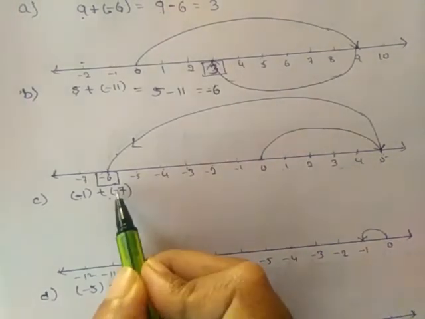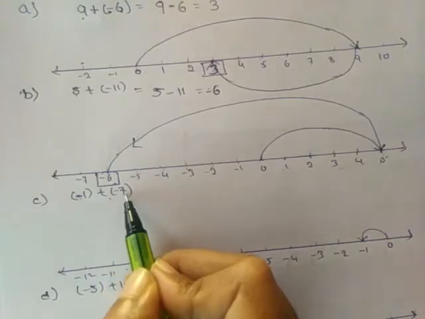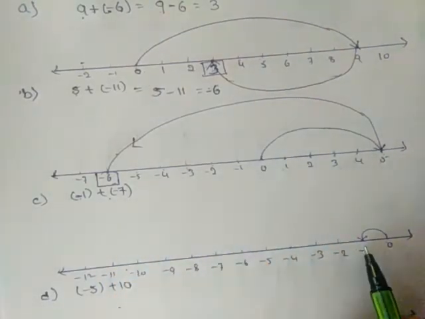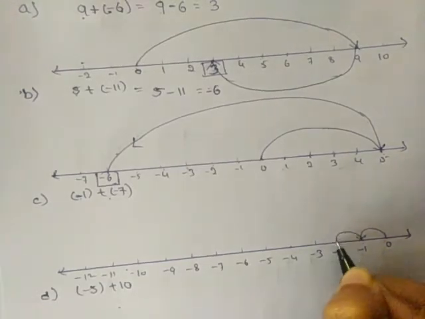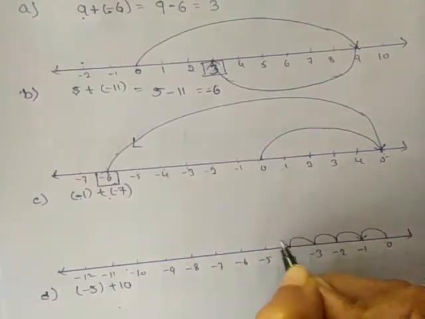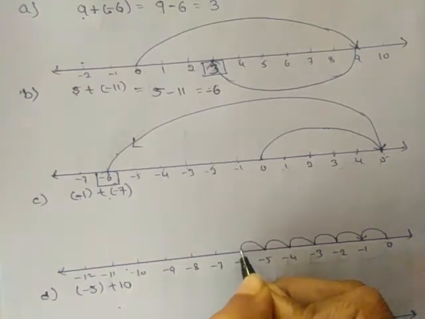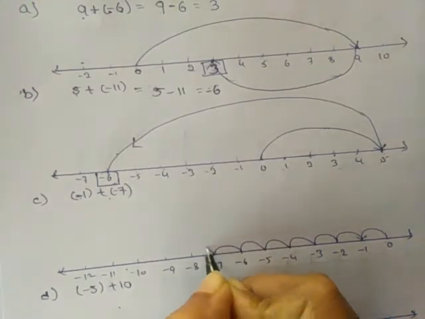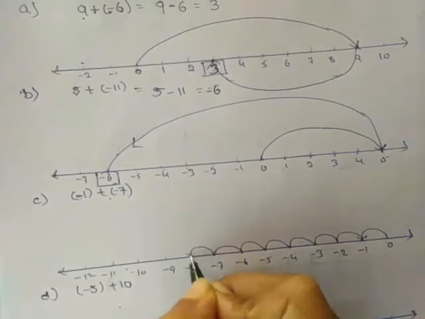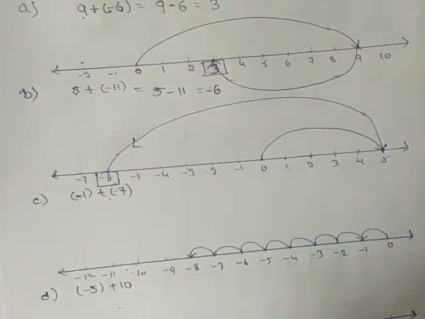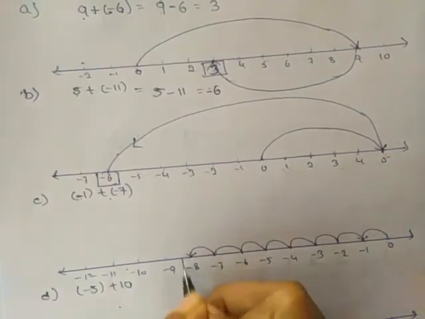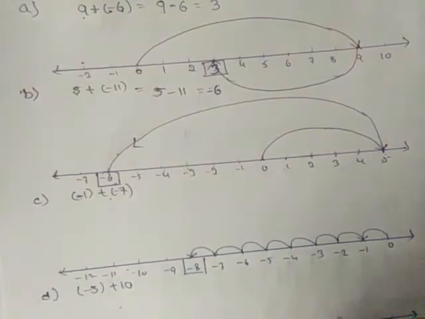And again we need to move minus 7 steps from minus 1. Minus 7 steps from the minus 1. 1, 2, 3, 4, 5, 6, and this is 7. Okay, we moved it here. So we are at this point, minus 8.